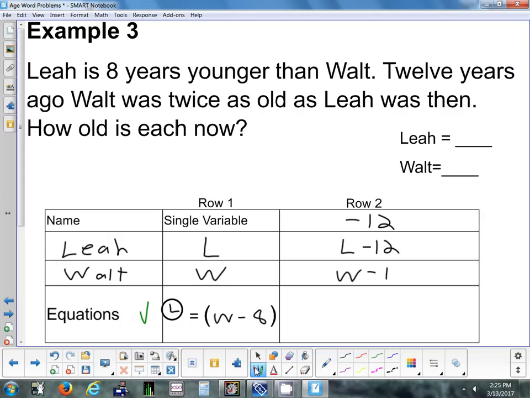W minus 12. And now, to make our second equation, where is the stuff going to come from? It's going to come from the second sentence, and how are we going to represent the names in the second sentence? L's and W's, or L minus 12s and W minus 12s?